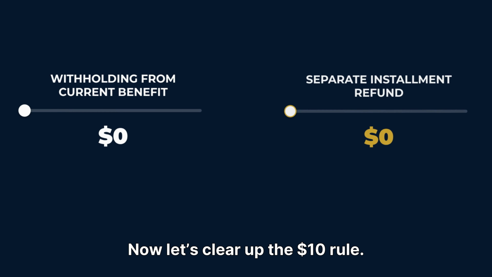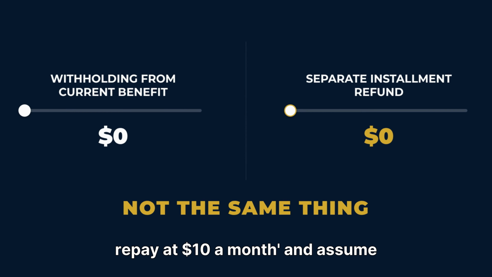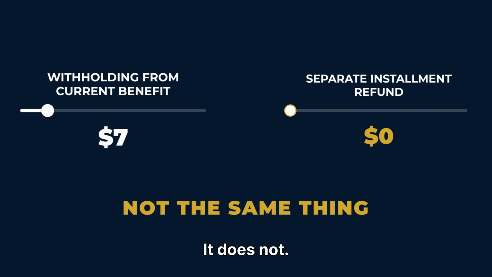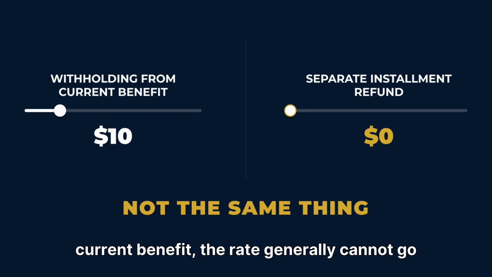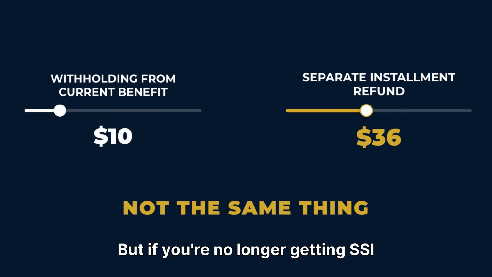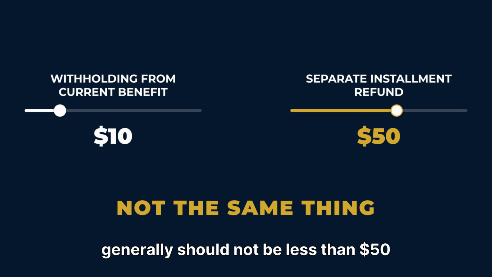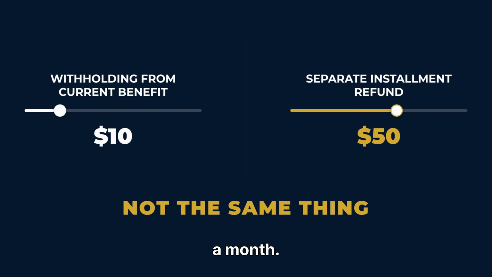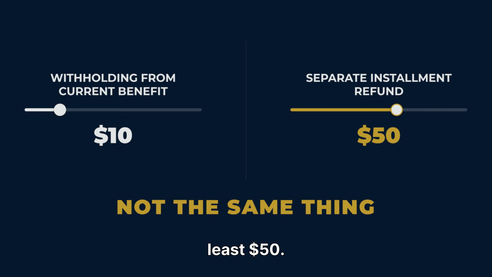Now let's clear up the $10 rule. A lot of people hear "you can repay at $10 a month" and assume that applies to every situation. It does not. If SSA is lowering withholding from a current benefit, the rate generally cannot go below $10. But if you're no longer getting SSI and are repaying by separate installment, it generally should not be less than $50 a month. Title II agreements also push for at least $50.